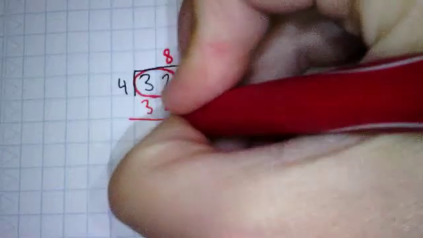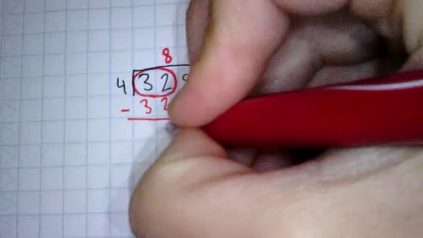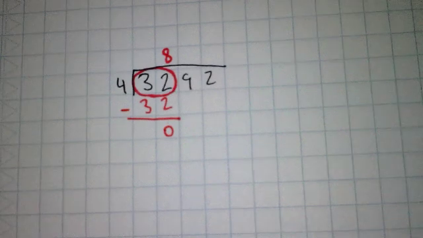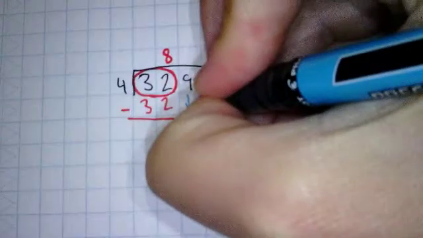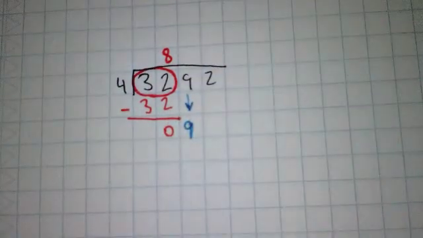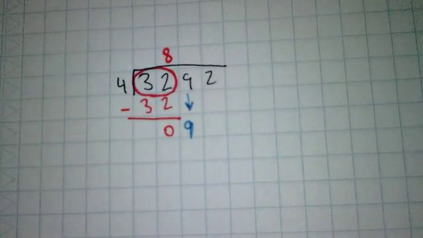Hazel? It is 32. So when we subtract, what do we get here? 0. What's my next step here? Reagan? Bring down the 9. Good. So now, how many times does 4 go into 9? Angelina? 2 times. I like it.